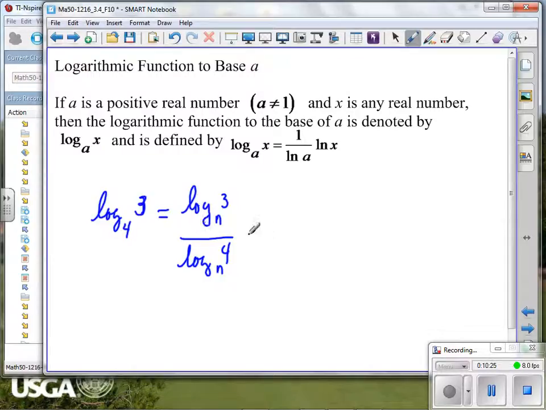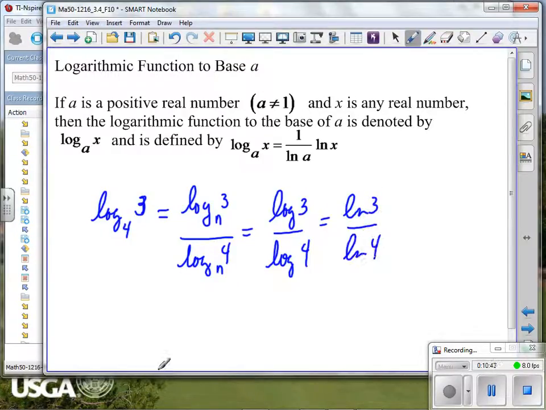We don't really need to do this because, well, the reason we would do it is we would say, well, let's use base 10. Now, do you have something in your calculator with base 10? Yes. So you could find out what the log of 3 base 4 is by changing it into a fraction using base 10. You could also do the natural log of 3 and the natural log of 4. I could have used the log base 20 if I wanted to. It doesn't make any difference what base I use as long as I use the same one. So this is the same thing as the natural log of x divided by the natural log of a.